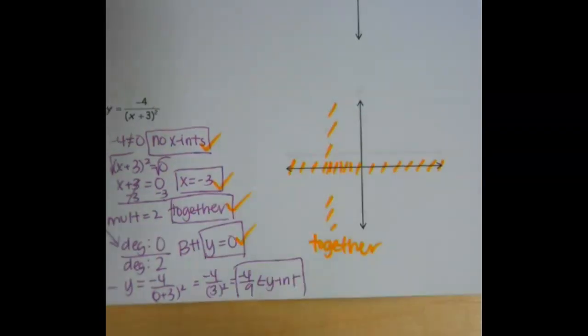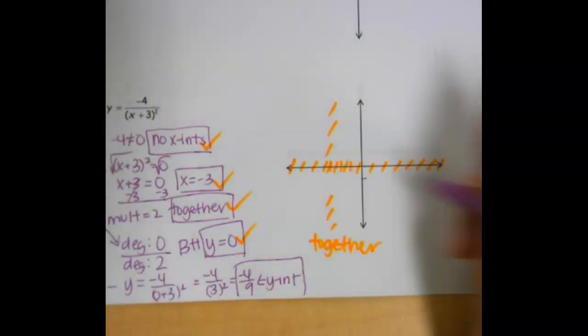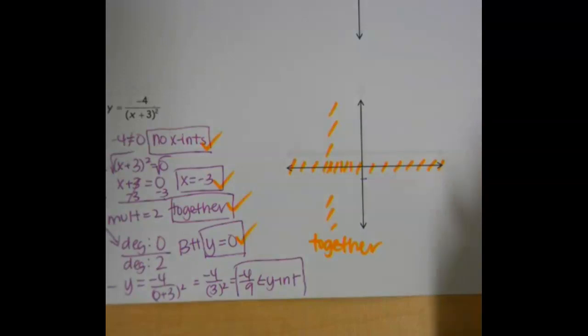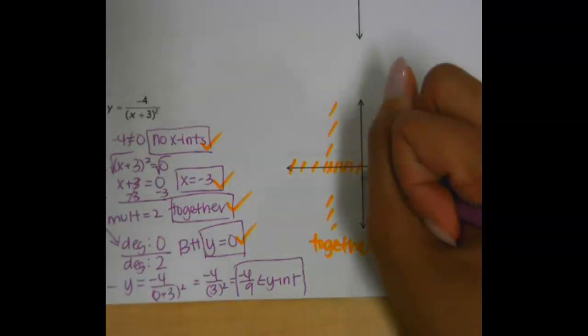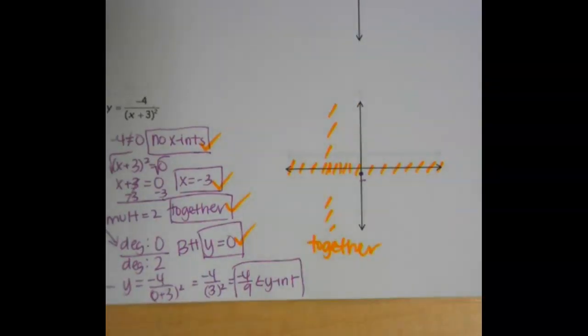And then we have a y-intercept at negative 4 over 9. Negative means it needs to be below the x-axis. 4 over 9, I know 9 over 9 is 1, so 4 over 9 is going to be probably in the middle somewhere, maybe a little bit above the middle. There we go. That's what we have so far.